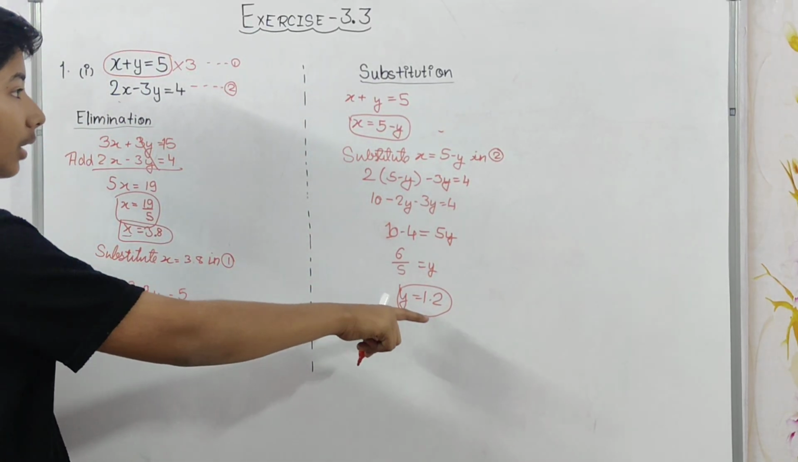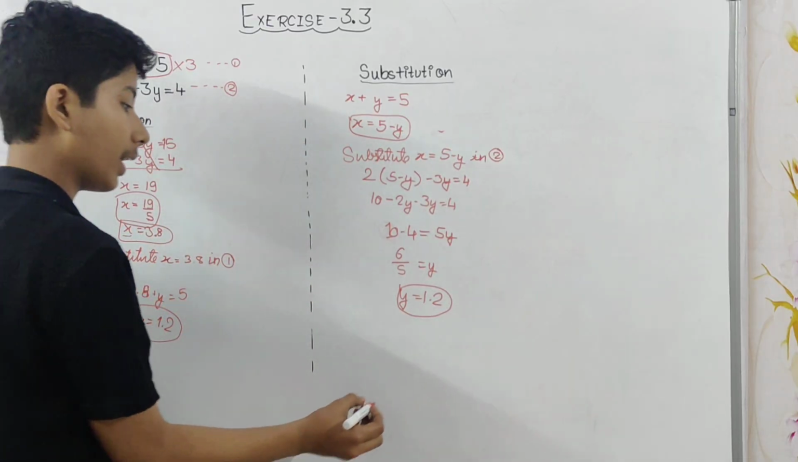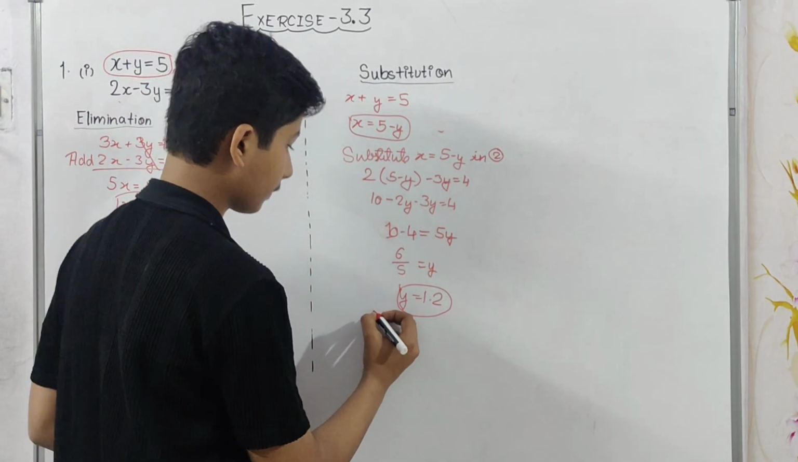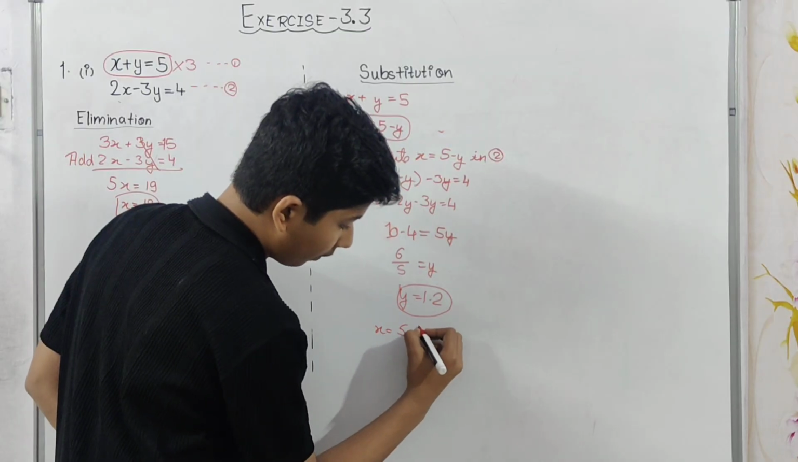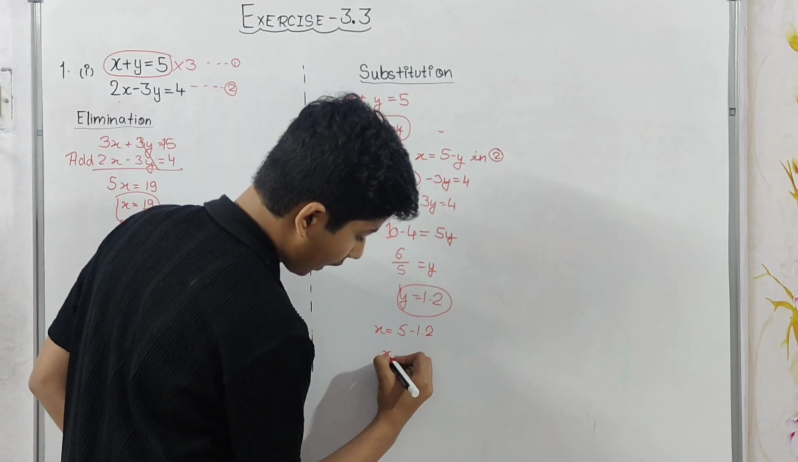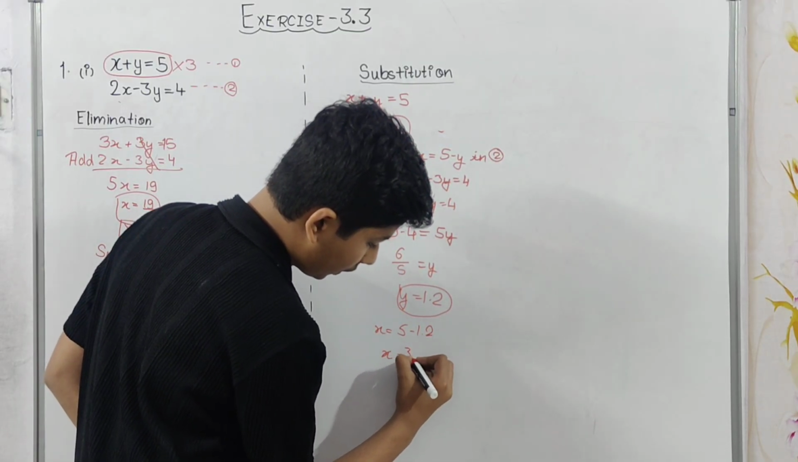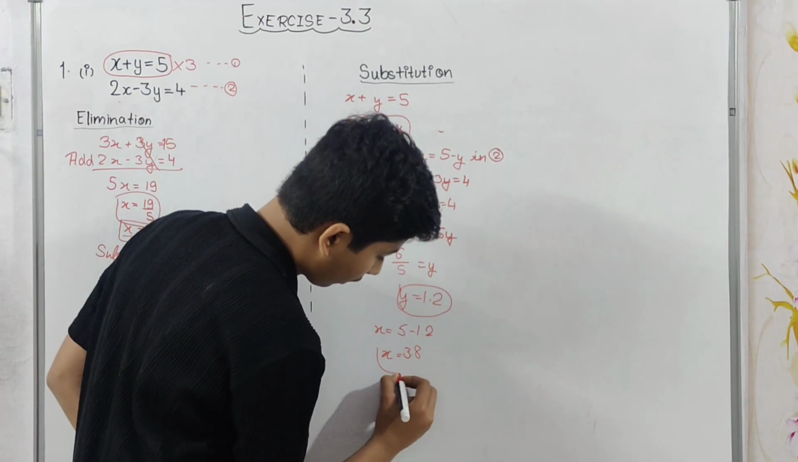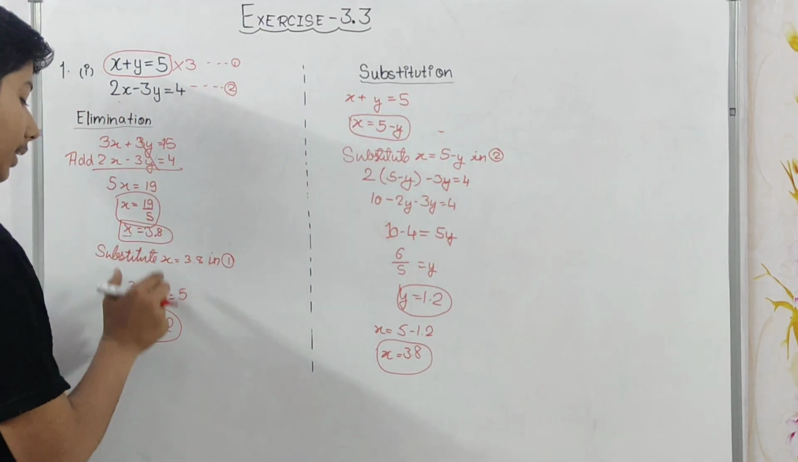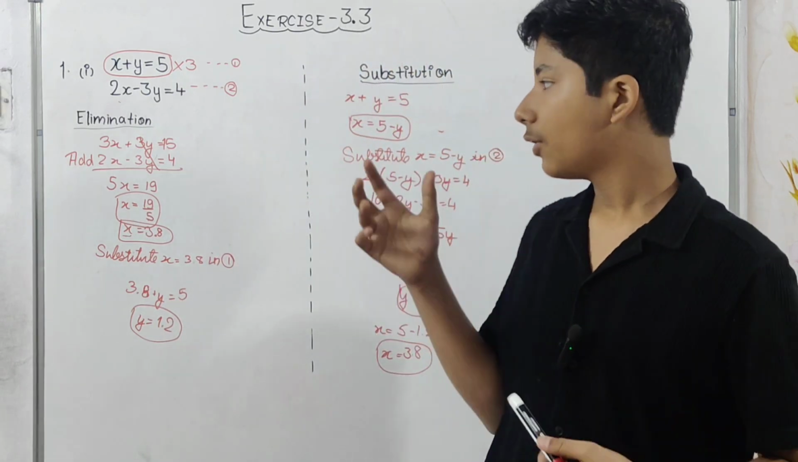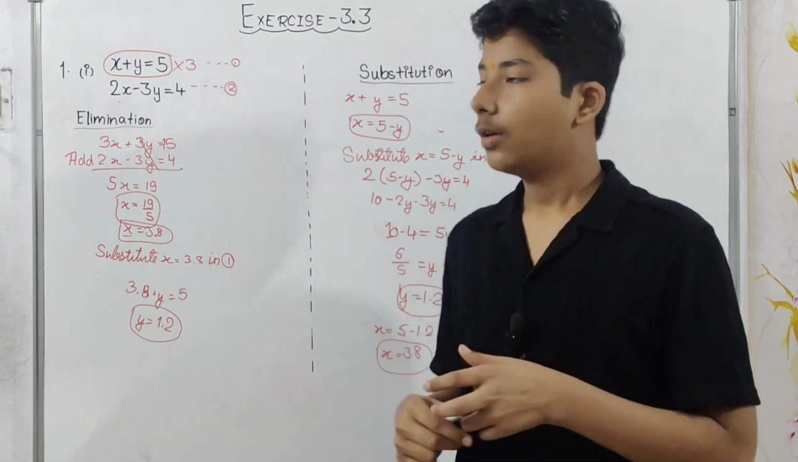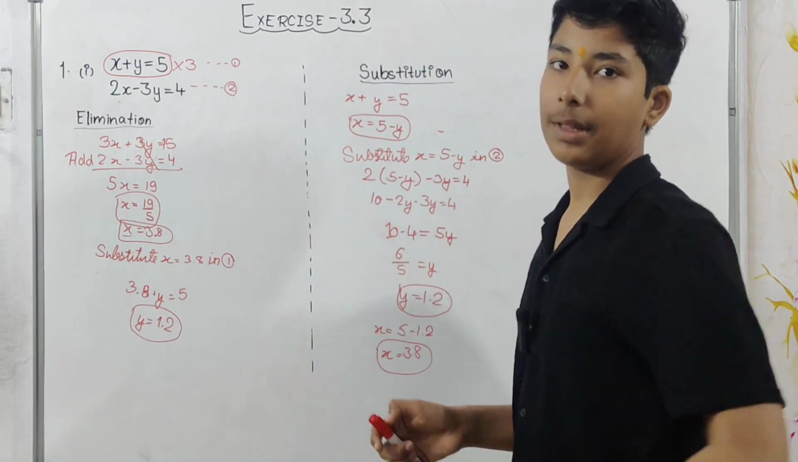Now we'll substitute this value in the first equation again. X equals to 5 minus 1.2. X equals to 3.8. See, both the same answers are coming over here also. Means both the methods are correct. You can use either of these. Okay. Now the first part is done.